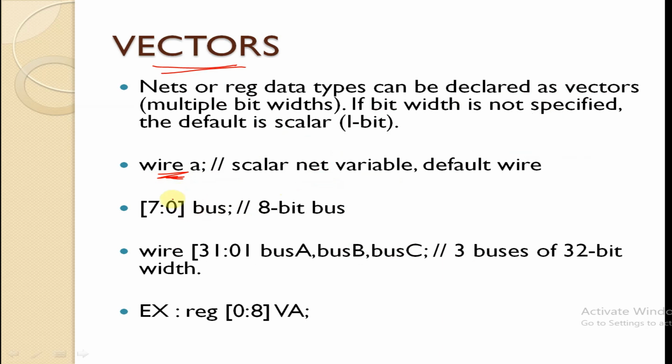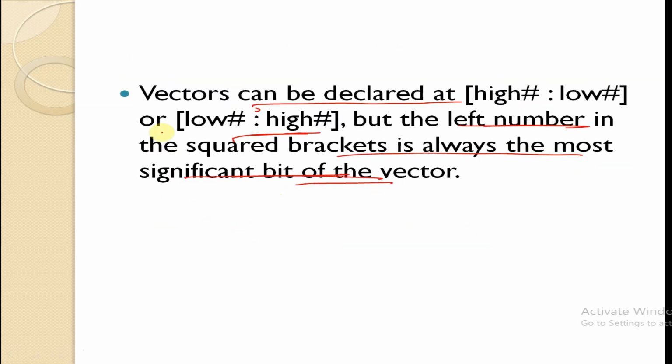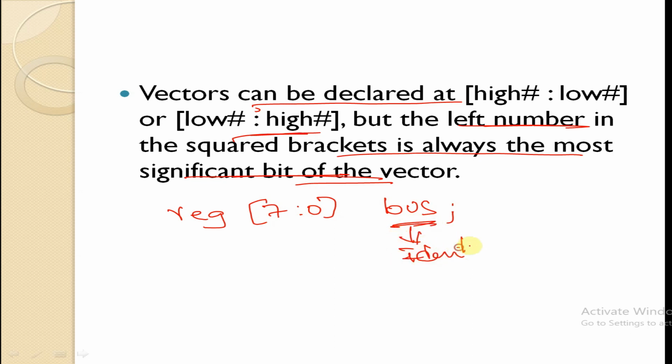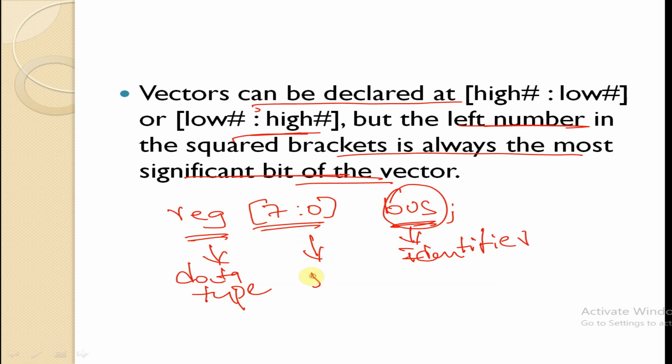And here, if we want to, for example, here they have taken reg 7 down to 0 bus. So bus is an identifier of type reg. This is a data type, and the size of this bus is 8-bit.